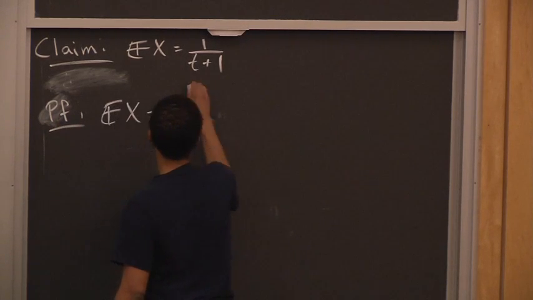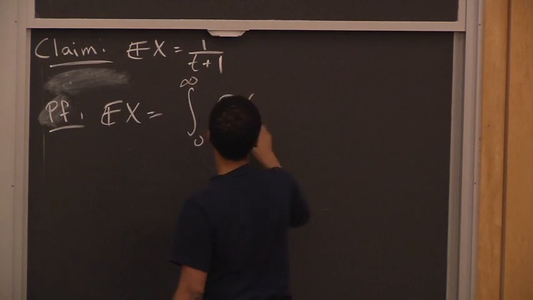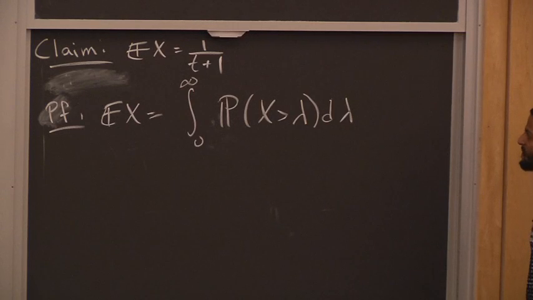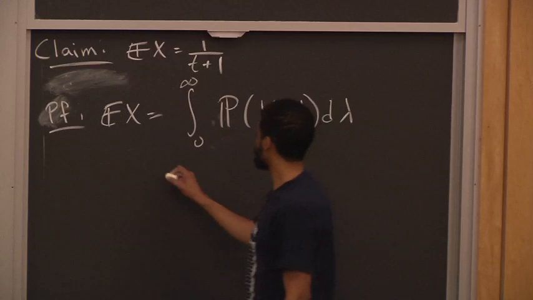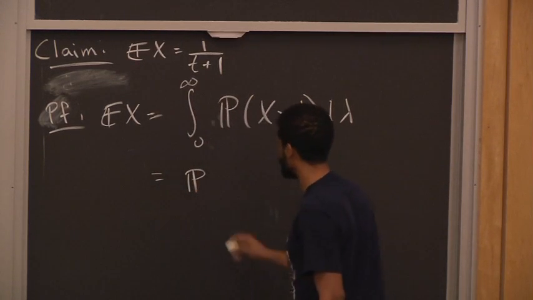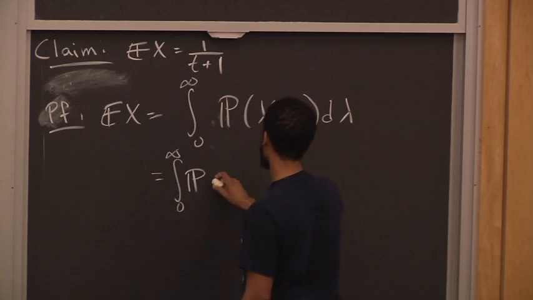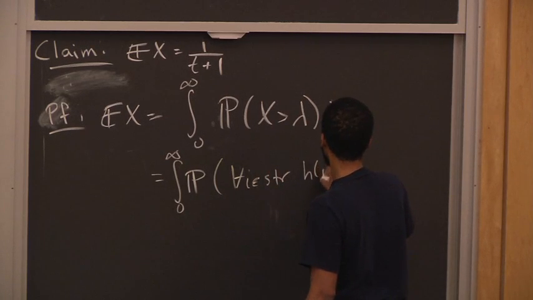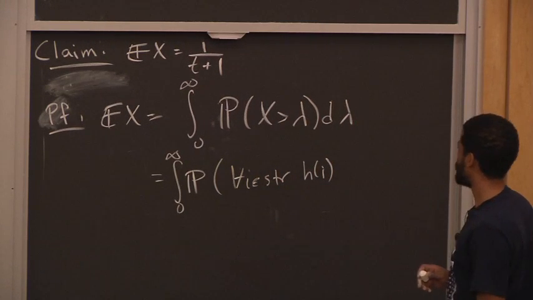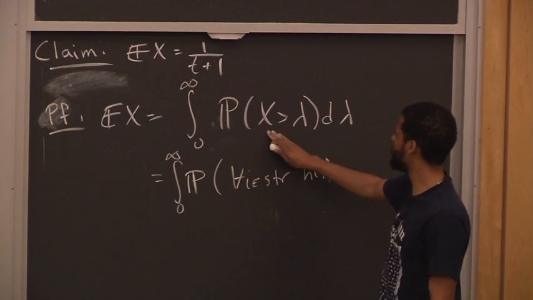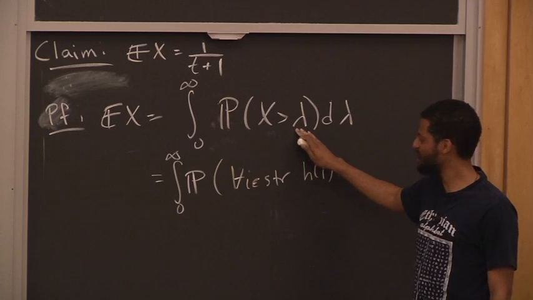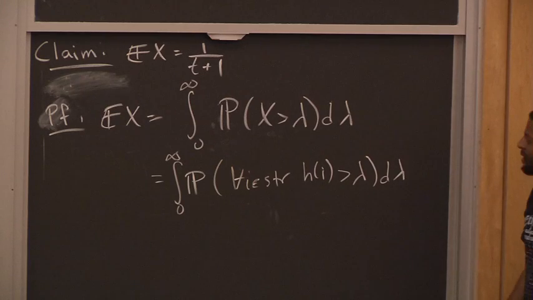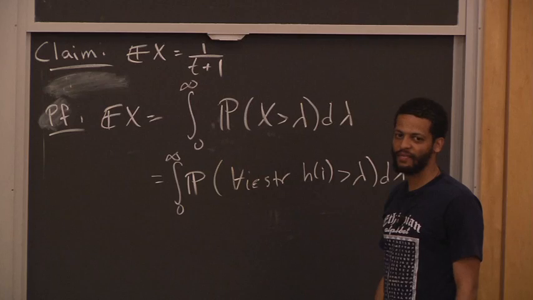The expectation of x is the integral from 0 to infinity of the probability that x is bigger than lambda, d lambda. Okay. And that's equal to the integral from 0 to infinity of the probability that for all i in the stream, h of i is bigger than lambda. Yeah, so the minimum value has to be bigger than lambda, right? Which means that for all i in the stream, h of i is bigger than lambda, d lambda. Okay. But these h of i's are independent. h is a totally random function.